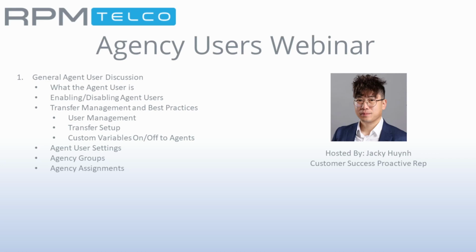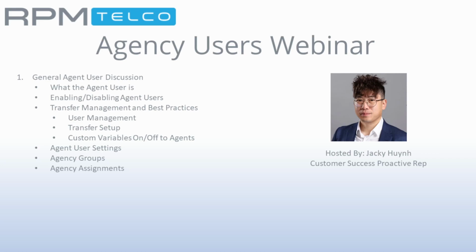And then we're going to go into things like agent user settings, what that is all about, the settings you can play with when it comes to your agent users, as well as how to use agency groups if you have a need for agency groups, what they even are. And then finally, we're going to end with agency assignments, which is kind of like a staff assignment, which is how you can have your agent users create process forms and maybe manage it a little bit better.